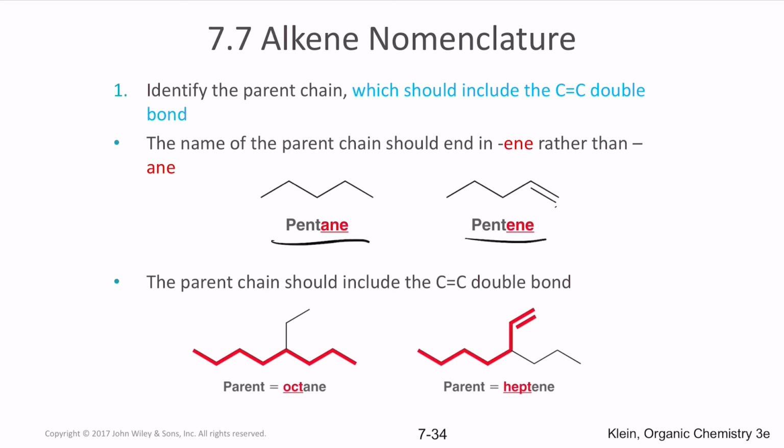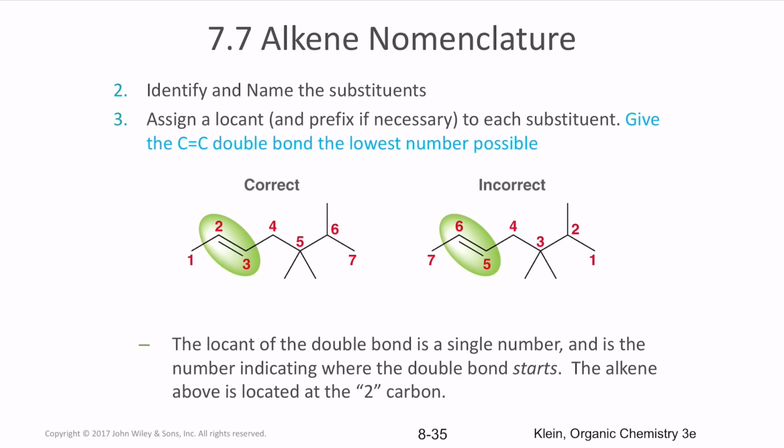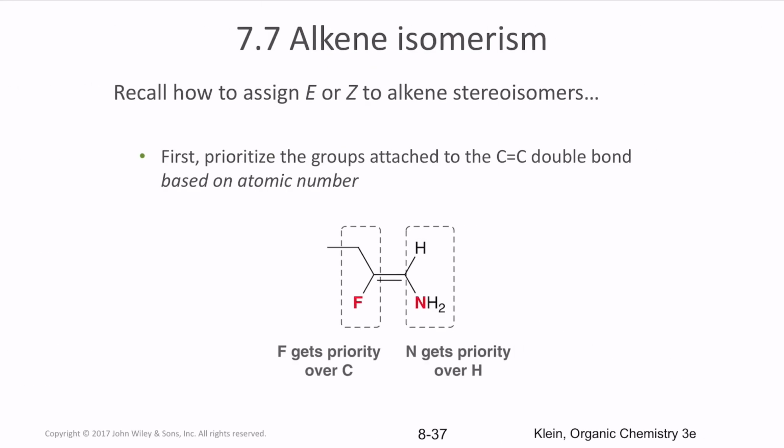Now, the structure that involves the double bond should become the parent carbon or the parent chain. Now, when you give the numbers, always give the lowest number to the double bond, even though the substituents are with a larger number. It doesn't matter. Always make sure that the double bond is the one that gets priority over the substituents.